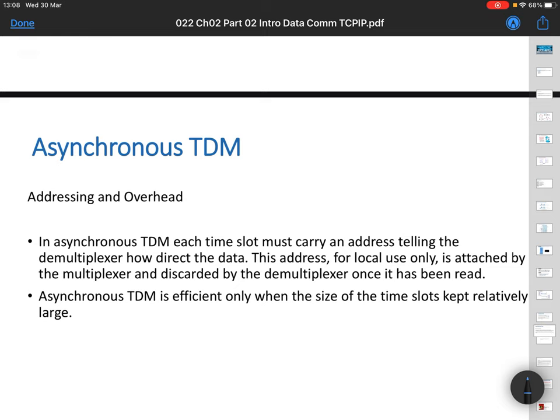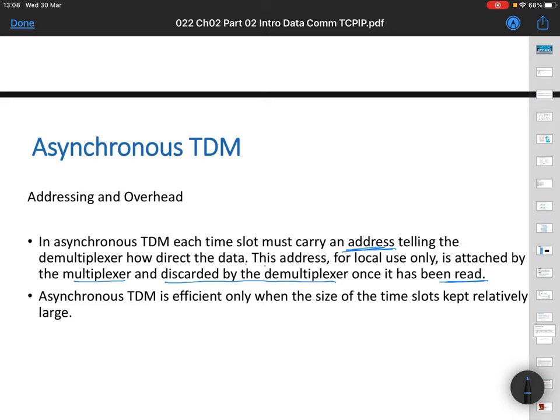Asynchronous TDM, addressing and overhead. In asynchronous TDM, each time slot must carry an address. Number lah. Telling the demultiplexer how to direct the data. This address, for local use only, is attached by the multiplexer and discarded by the demultiplexer once it has been read.